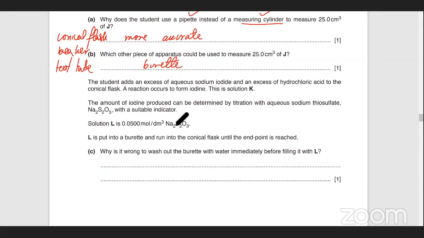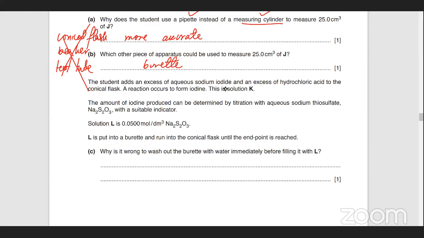तो सॉल्यूशंस मेजर करने के लिए ओनली दीज थ्री डिवाइसेस आर देयर, नॉट these are just containers. ठीक है? इसके अंदर बस आप रिएक्शन करते हो, या बीकर के अंदर ना कोई चीज स्टोर करनी है तो आप बस उसके अंदर यू जस्ट पुट दैट थिंग इन देयर. Now, the student adds an excess of sodium iodide and an excess of hydrochloric acid to the conical flask. A reaction occurs to form iodine. So, I'm just going to briefly explain what's happening.